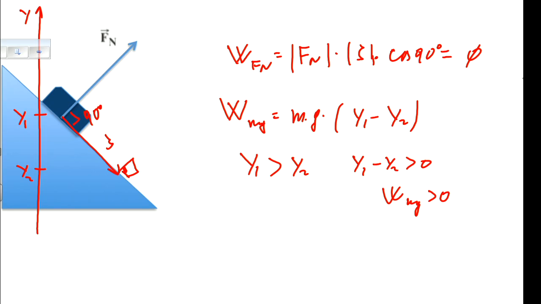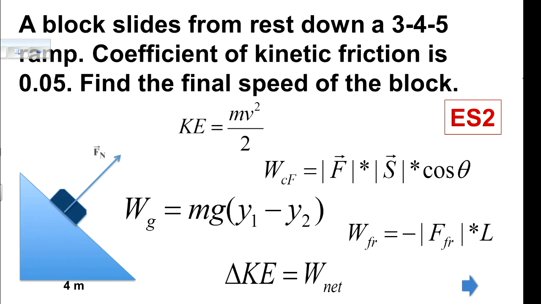What about work done by friction? Positive, negative? Always negative. You shouldn't even think about it, because work done by friction is always negative. Well, so these are all equations. Right now, you should print out equation sheet number 2 and start using those equations when you solve problems, when you do the labs.